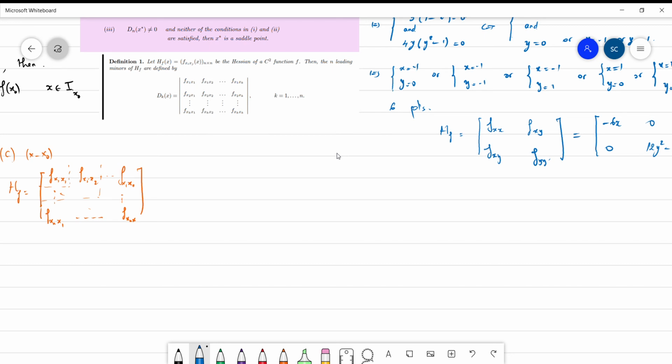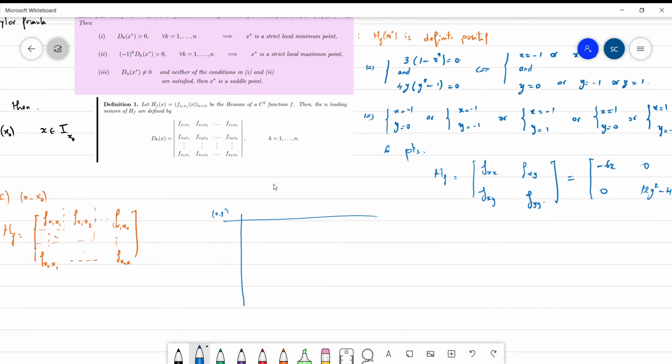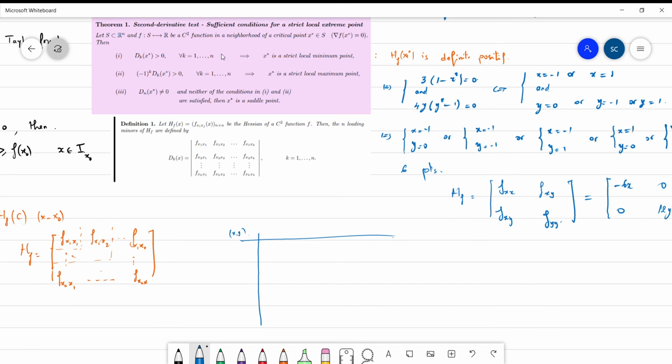So let's find out. We can organize the information in a table. You put your point (x, y) here, and you compute here. We need to test all the signs of d1 up to dn. So we need d1 at (x, y), and we need d2 at (x, y). That's all, and then we conclude about the type.